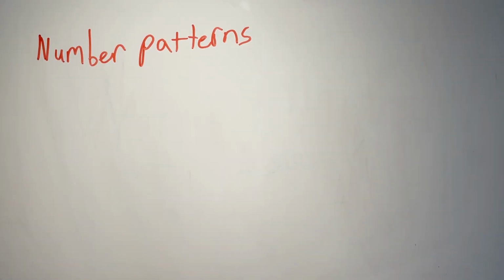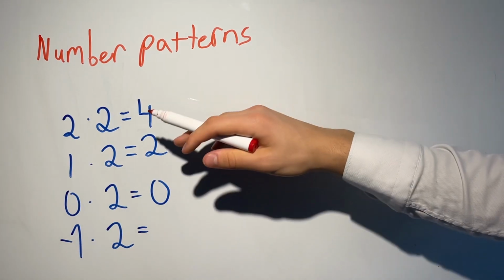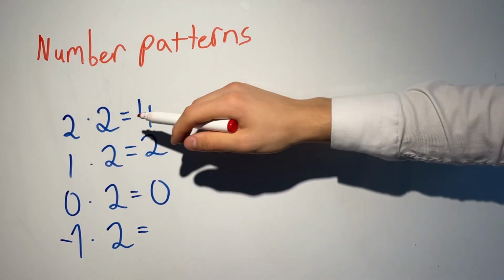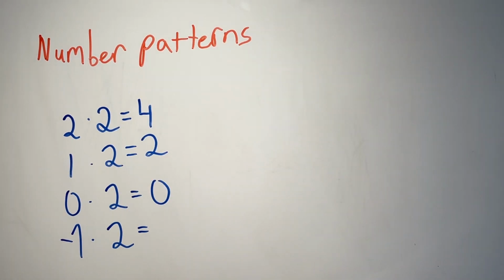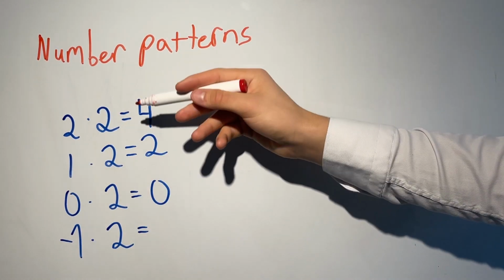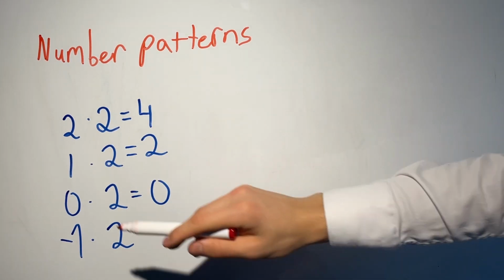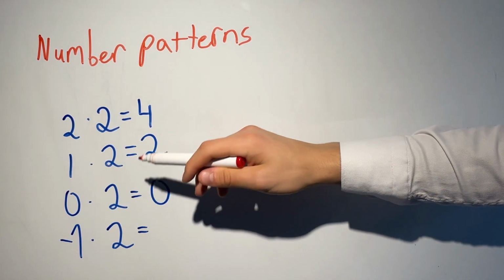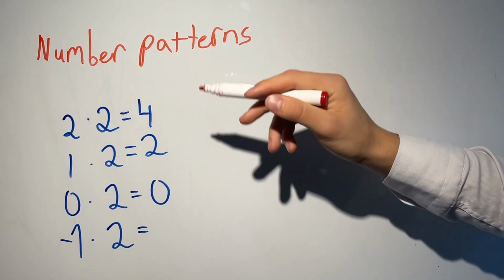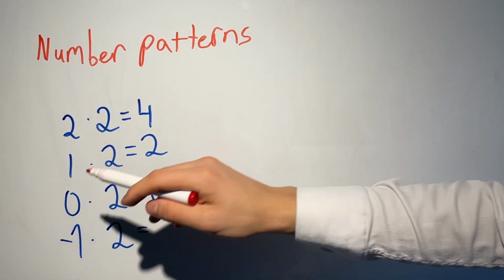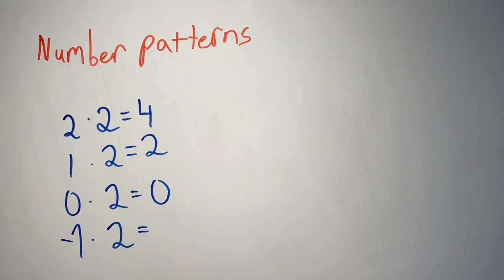First, we have number patterns. With number patterns, we can try to explain this thing. So let's see. As you can see, here we have the first number pattern. We're multiplying something by 2. First we have 2 times 2, that's easy, 4. Next we have 1 times 2, and that's 2, easy. Then everybody knows that 0 times 2 is 0.